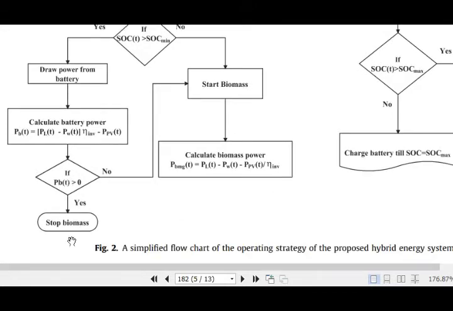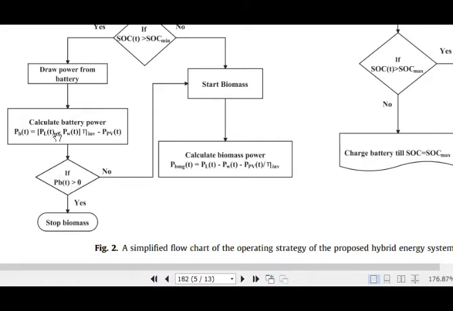If it is true, then stop the biomass; do not run the biomass and DG, or whatever conventional source you want to insert. If you are connected to the grid, then instead of starting the biomass, you will draw the deficient amount of energy that could not be met by the PV, wind and the battery from the grid. In this case we are off grid, so we will be drawing either from the biomass or from the DG, whatever is connected to our system.